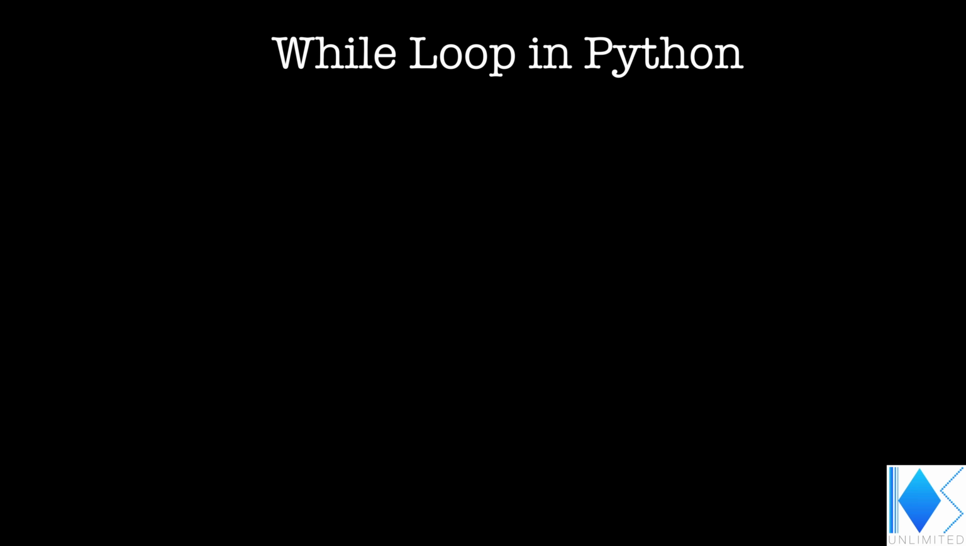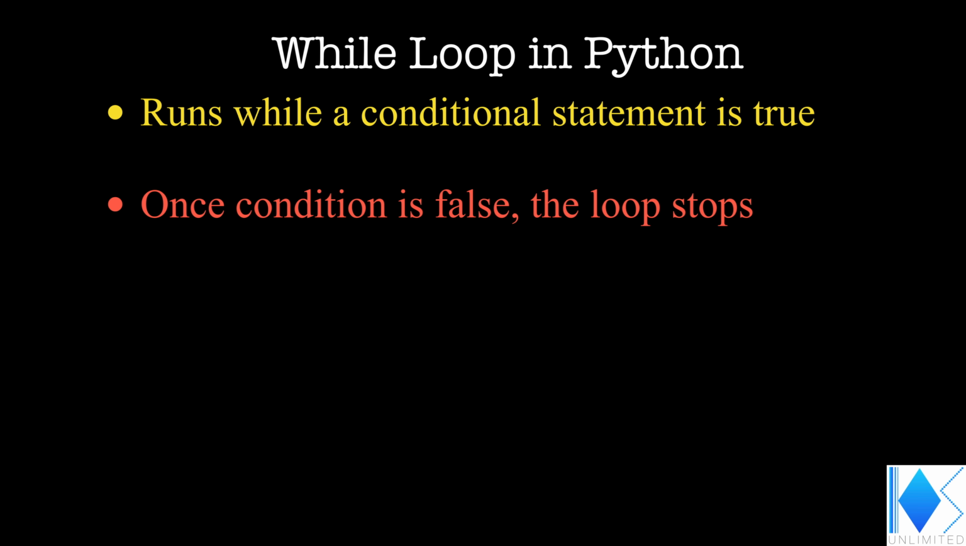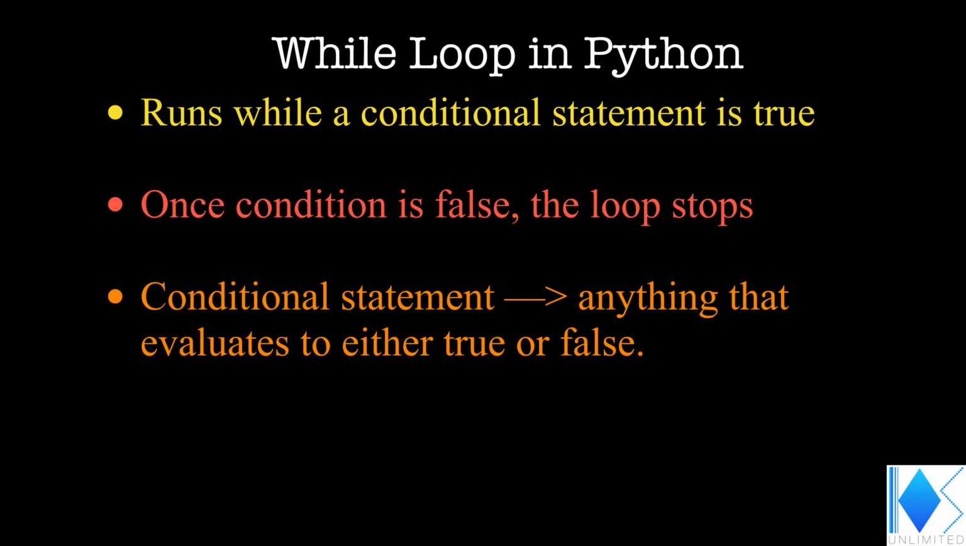A while loop in Python is a loop that runs while a certain condition is true. Once the condition changes to false, the loop stops. The conditional statement can be anything that evaluates to either true or false. I will demonstrate this with a diagram of a while loop that counts down from 10 to 1 and then prints launching.